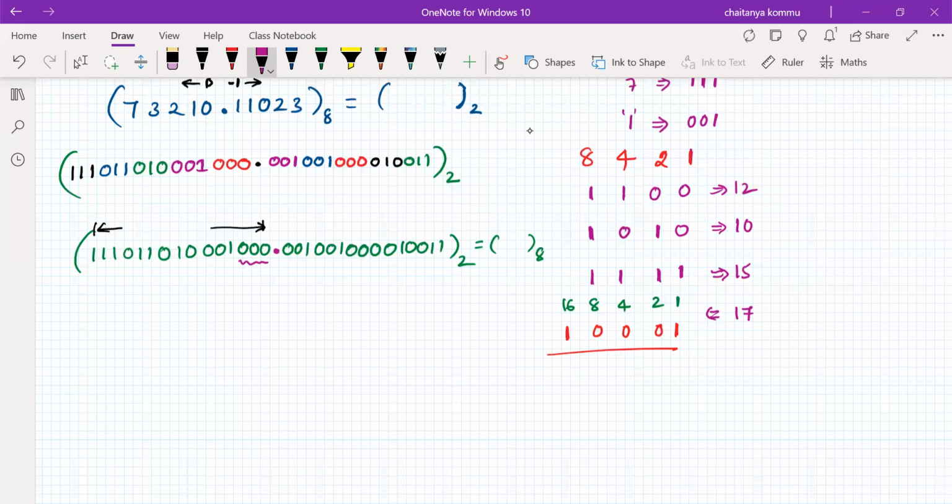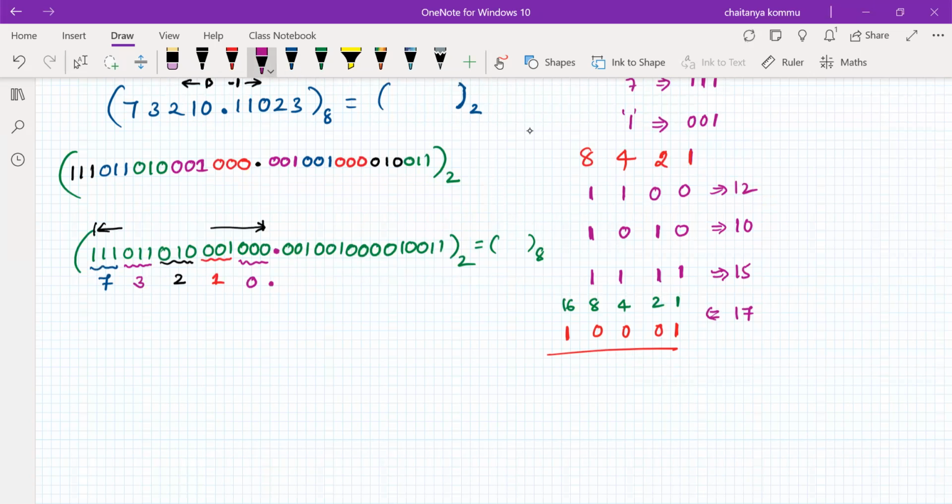What is this value? 0. Next, I consider these 3. What is this value? 1. Next, these 3 digits. What is the value? 2. Now these 3 digits. This is 3. Now these 3 digits. That is 7. Similarly, we have to do it for the other side also.